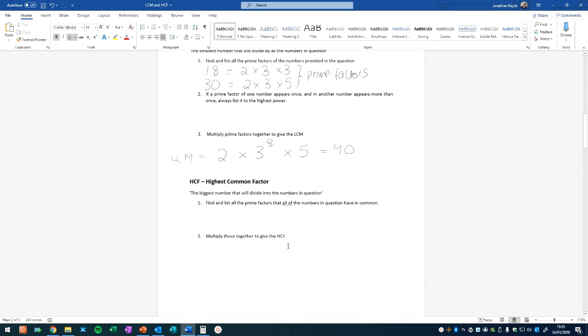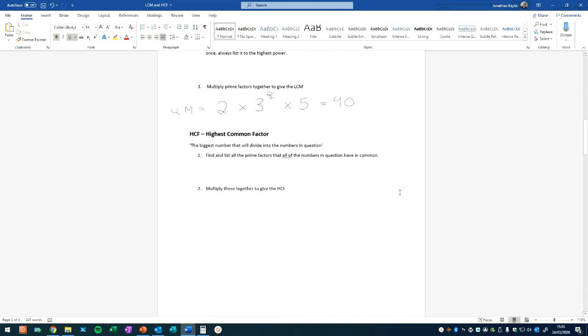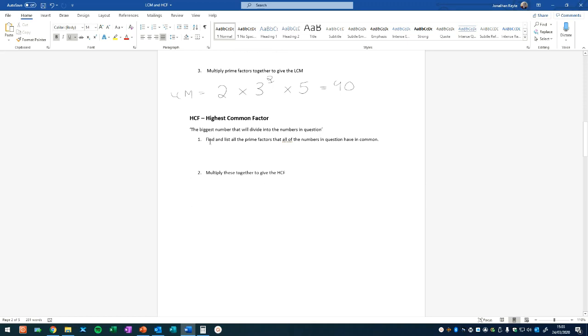So now we move on to the HCF, or the highest common factor. It's defined as the biggest number that will divide into the numbers in question. So the largest factor that divides into both numbers, basically. So there's only 2 steps for HCF, so it might be a bit easier. Find and list all the prime factors that all of the numbers in the question have in common.